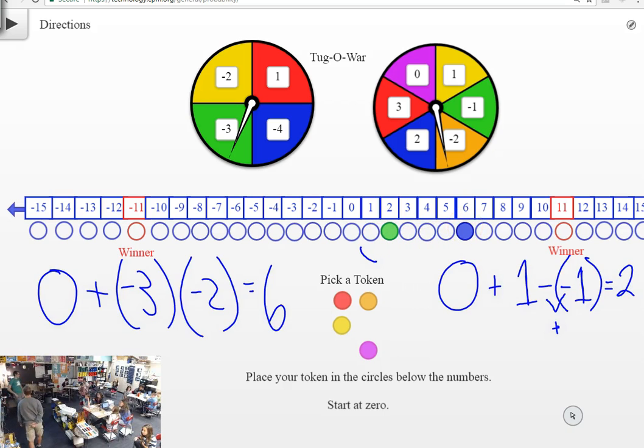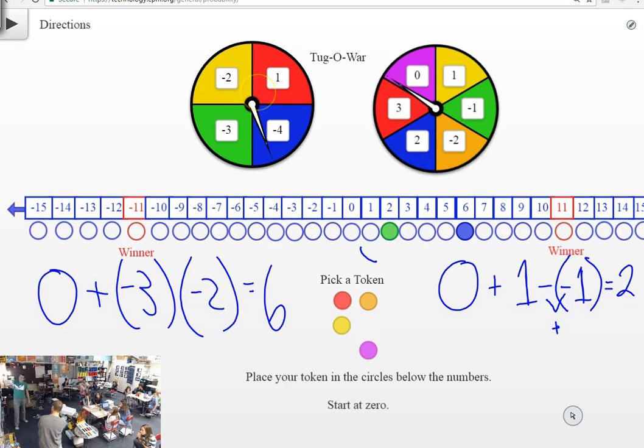Who's closer to winning right now? Mr. Smith. However, if he goes off the board, if he goes beyond 15, you reset to zero. Now, this is where people still struggle. Because I'm now at two, when I spin again, and then we're going to let you play.